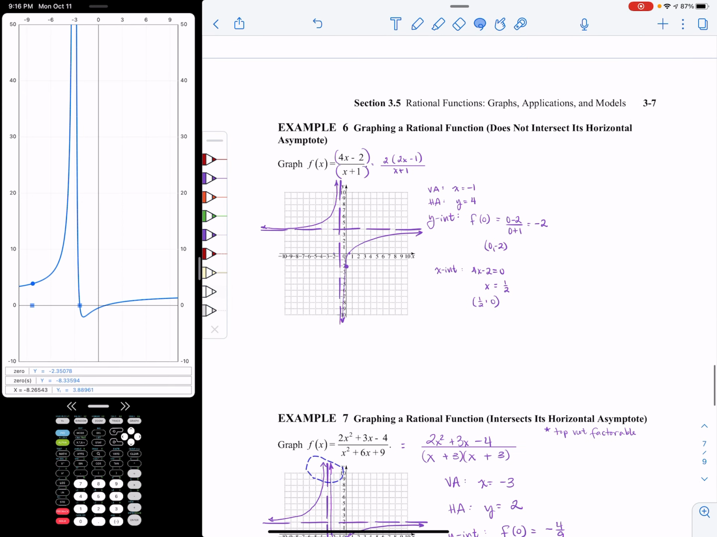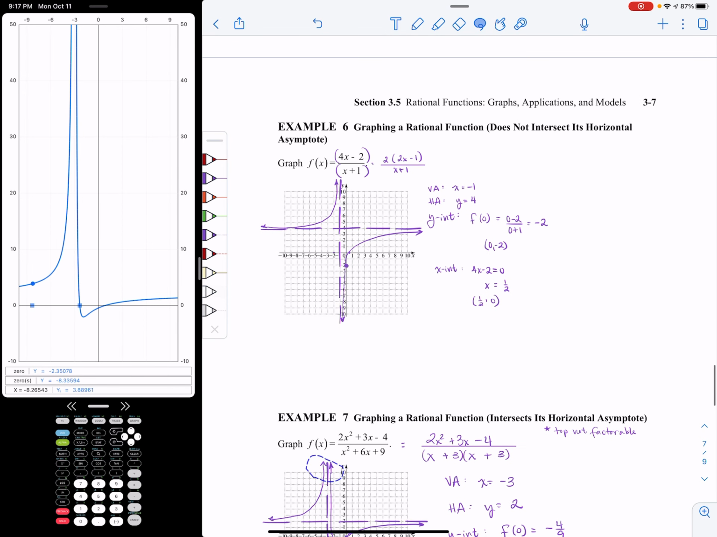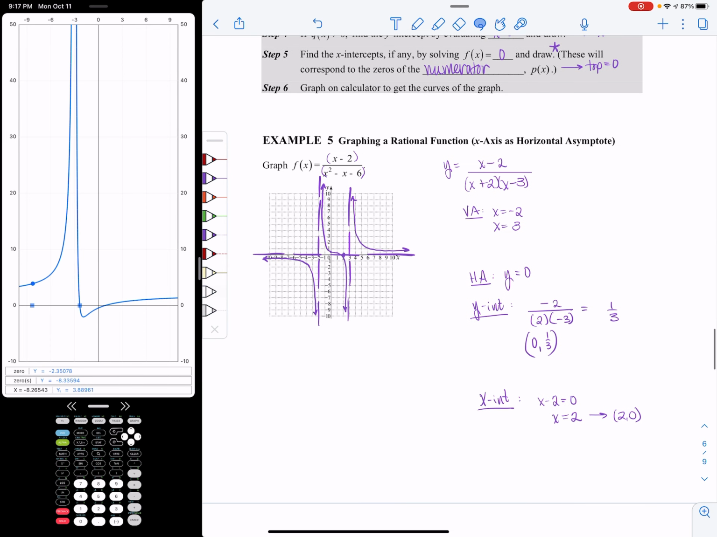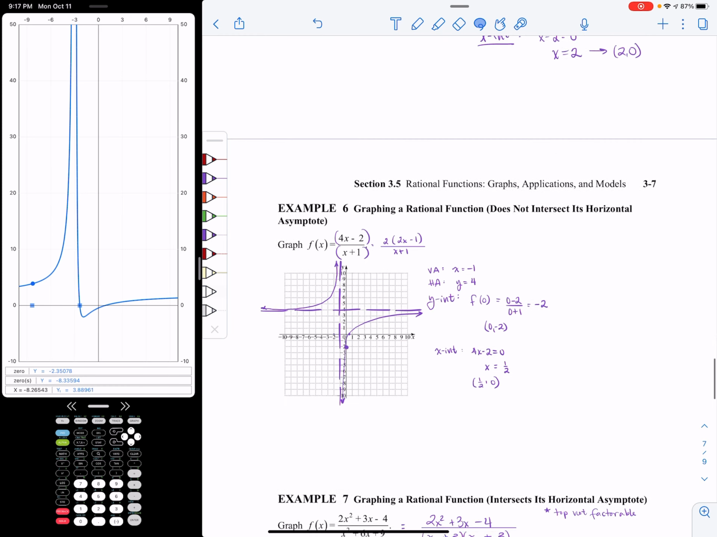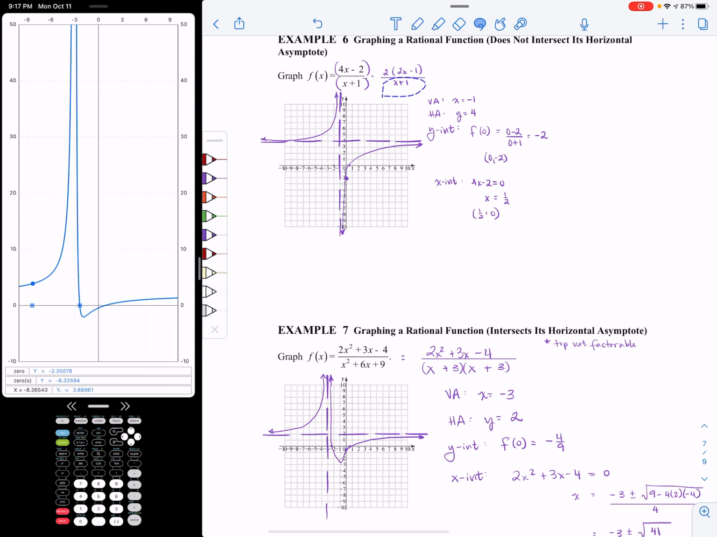That did not happen here. Notice here, one side's going up to the top and one side's going down to the bottom. It didn't happen here. Here we've got a bottom and a top on either side. And then on this one, we've got a bottom and a top. And I had multiplicities of 1 on this one. Same here, it was a multiplicity of 1.